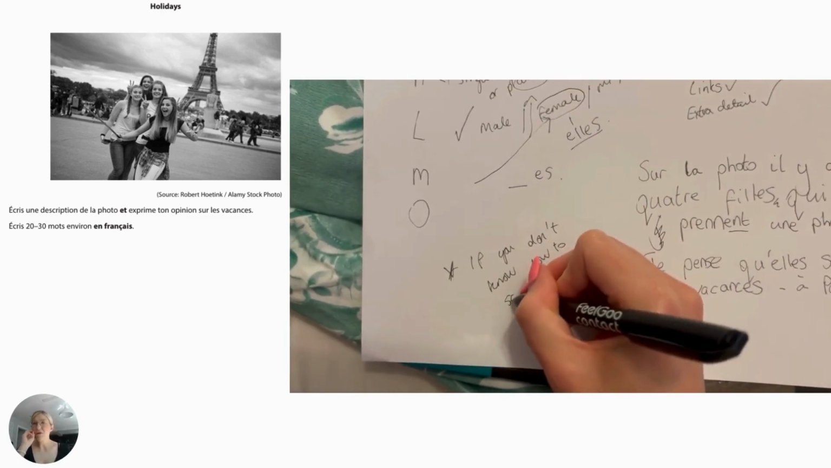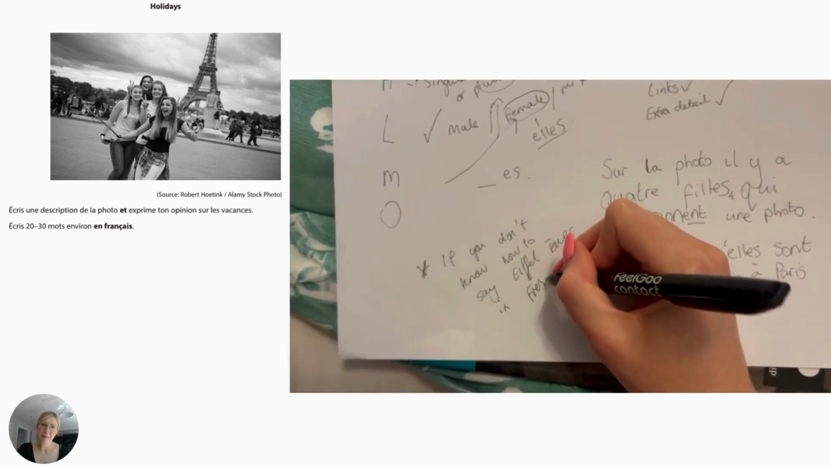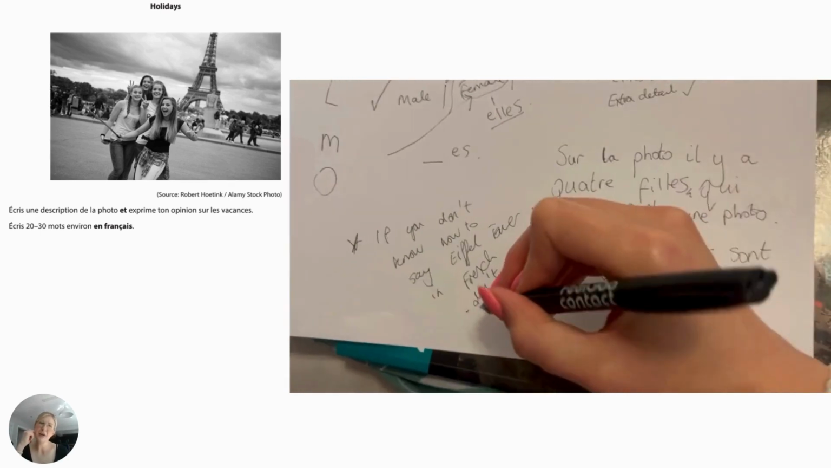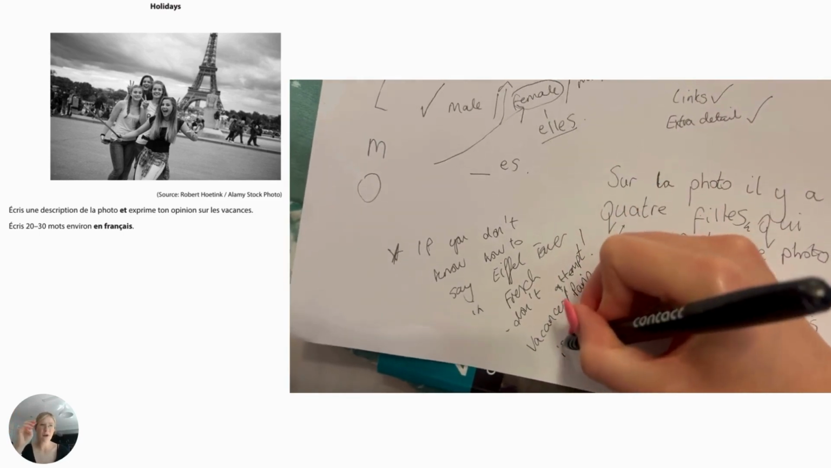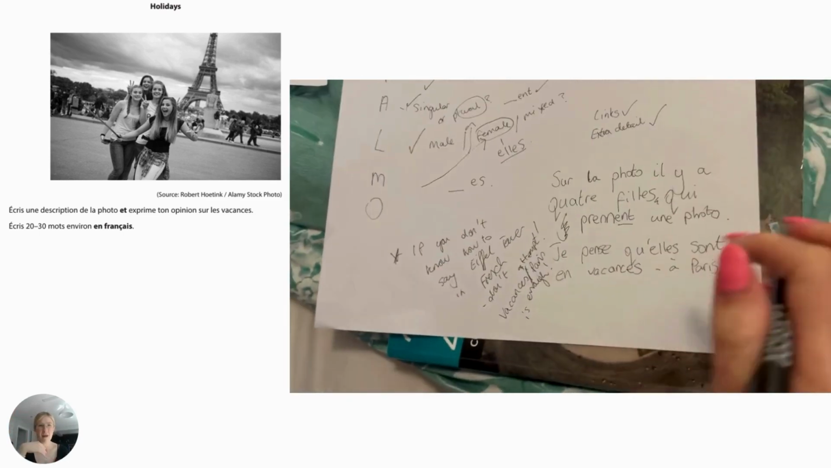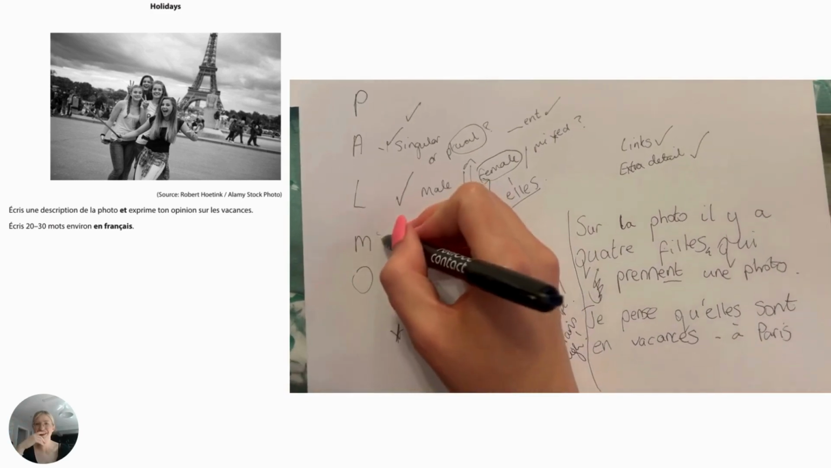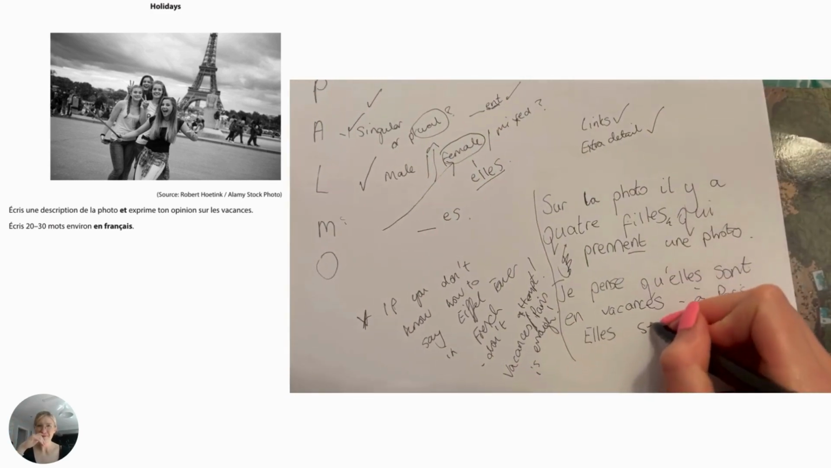So for the location, I've said, je pense qu'elles sont en vacances. I think they're on holiday. That would have been fine, but I gave more details saying à Paris. And I'm just writing there, if you don't know how to say Eiffel Tower in French, please don't attempt to say it, okay? Saying in Paris is enough, because if you say Eiffel Tower in English, it's just going to look rubbish. So don't do that. Je pense qu'elles sont en vacances à Paris.